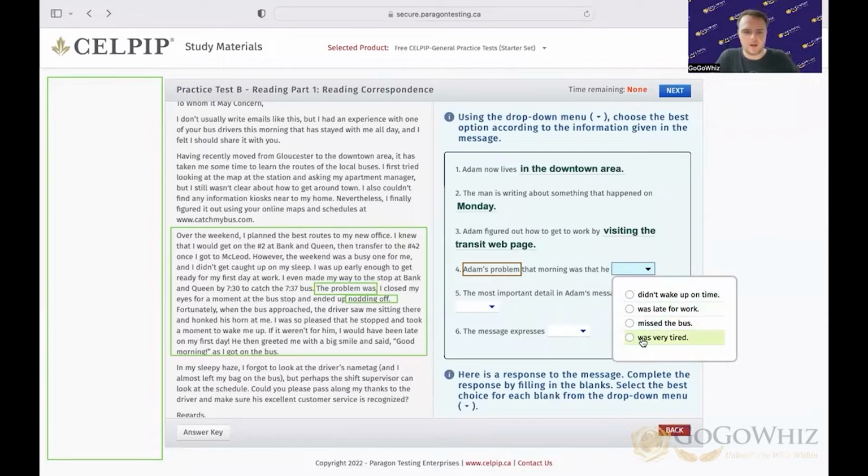All right. If you read through, you'll also see that he did make it to his first day of work. So was he late? No. All right. Did he not wake up on time? This paragraph says that he did get up on time and make it to the bus station early, actually. Did he miss the bus? Again, reading through it, we see that he did make the bus. So therefore, the correct answer would be very tired.